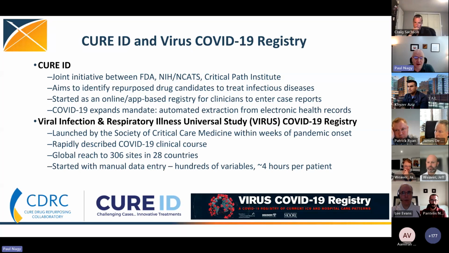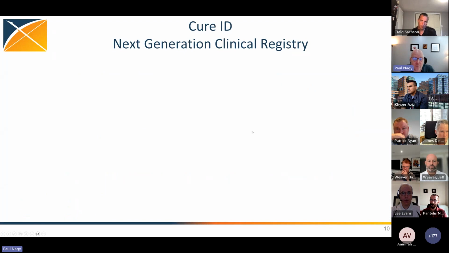So CureID invested in EHR automation as the COVID pandemic began. They repurposed this registry to help really drive towards COVID. And I feel like what they've done is they've done what I'll consider the next generation of clinical registry, for how can they really build out a clinical registry and really take advantage of data standardization, but also take advantage of the OHDSI community.